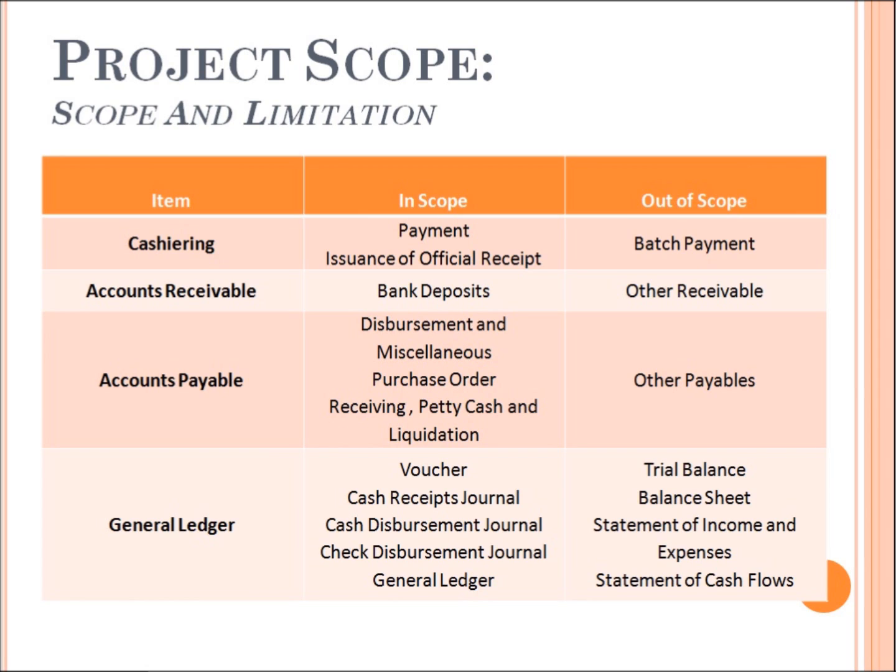The in-scope of the accounts payable are the disbursement and miscellaneous, purchase order, receiving, petty cash and liquidation, and the out-of-scope is the other payables. For the general ledger, the in-scope are the voucher, cash receipts journals, cash disbursement journal, check disbursement journal, and the general ledger itself, while the out-of-scope are the trial balance, balance sheet, statement of income and expenses, and the statement of cash flows.